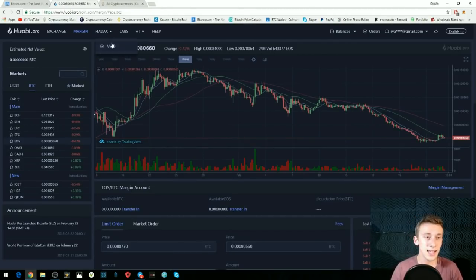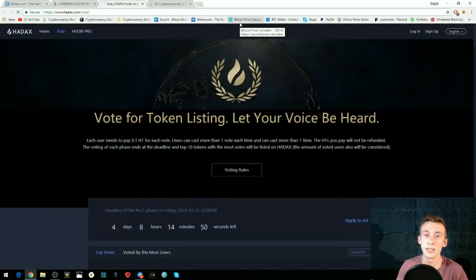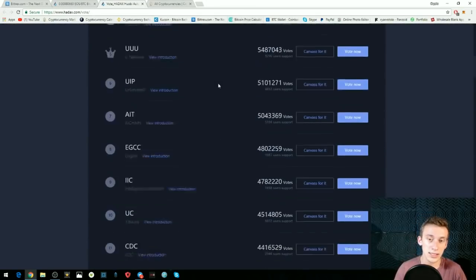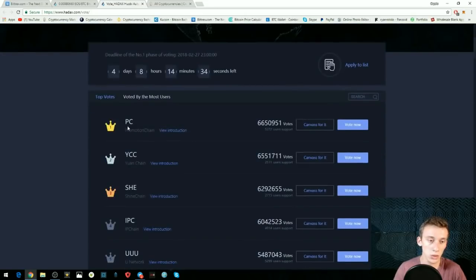So this HADAX tab, if you click on this tab, this is where you can vote for the next currency to be added onto the platform. So that's what's nice about this exchange as well. The community gets to vote what cryptocurrency gets added onto the platform next. So as you can see here, they have a long list to choose from. And it goes by votes, of course. So right now, Promotion Chain is number 1 to be added, and they have a countdown. So in the next 4 days, this voting is still going on, and then when that's over, Promotion Chain will be getting added onto Huobi.